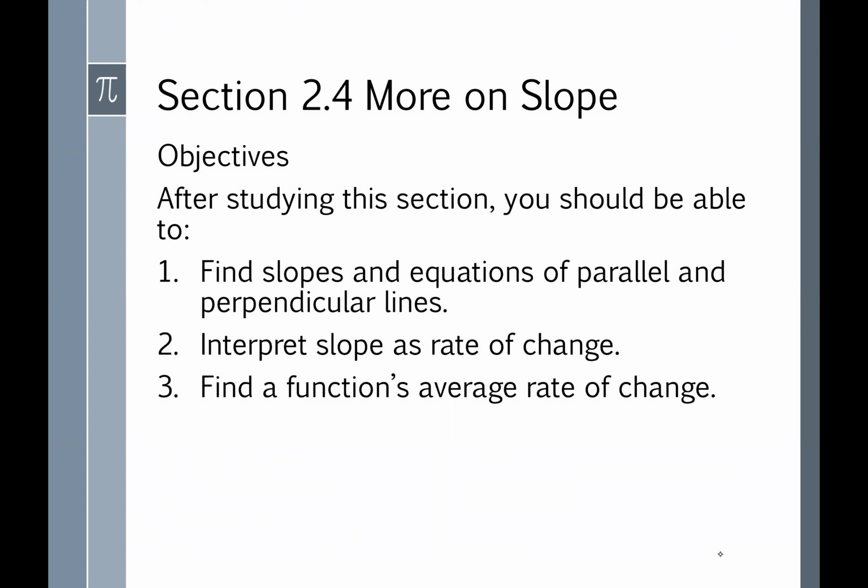We are going to spend a little bit of time, and hopefully this won't take us too terribly long to get through this section. It's fairly short. We're going to spend some more time talking about slope. Now, the slope of a line is its rise over run. The first thing we're going to talk about is what happens if we have a line that's parallel to a given line. Then we're going to talk about what happens if I have a line that's perpendicular. Perpendicular means at right angles.